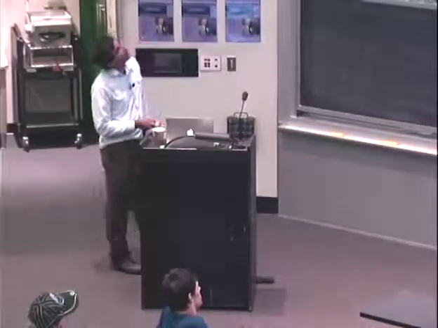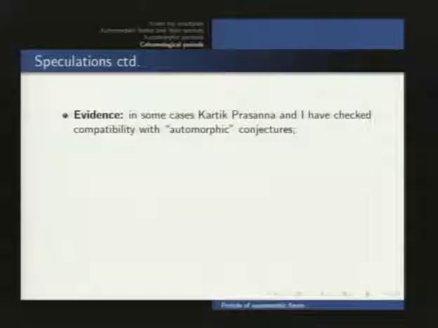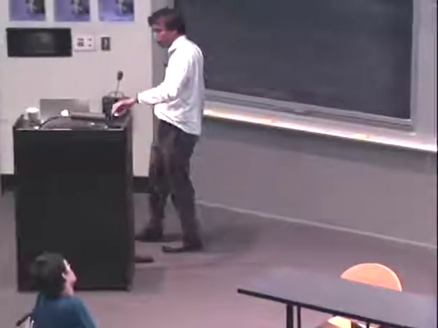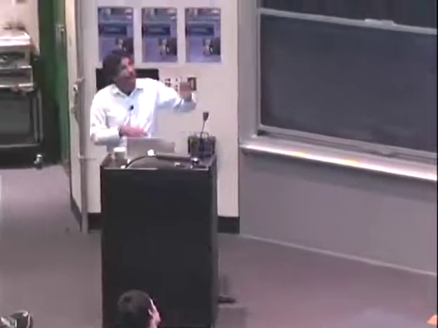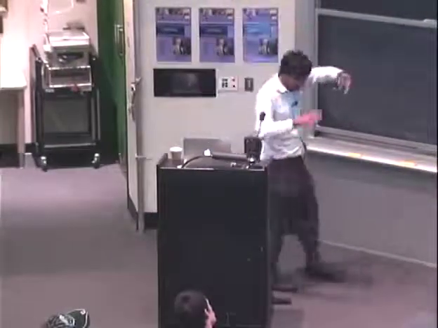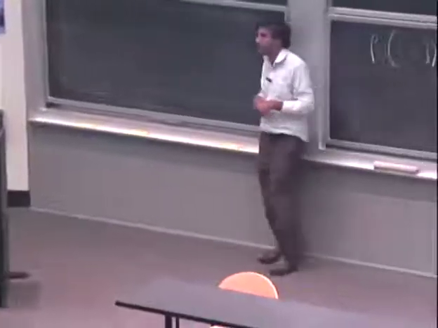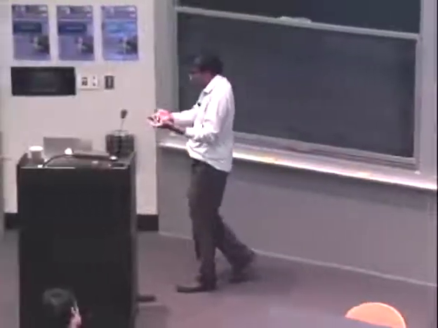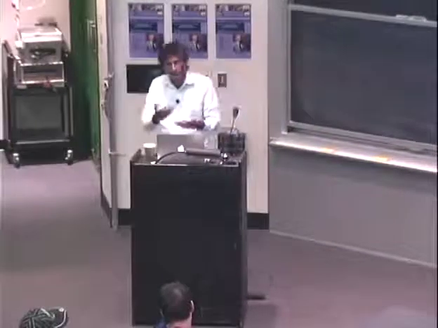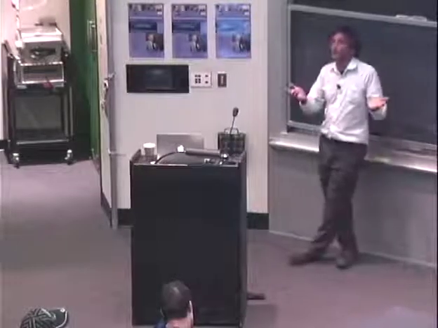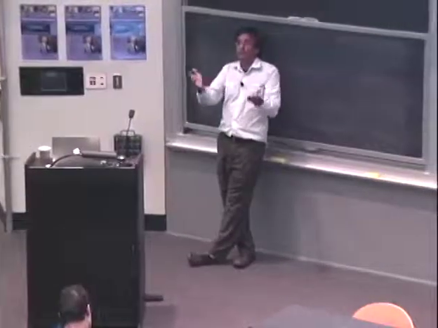Okay, so what's the evidence? In a few cases, Karthik, Prasad, and I have checked that this is compatible with the automorphic conjecture. Let me say what that means. I said sometimes cohomological periods and automorphic periods coincide. Now, this conjecture is somehow completely of a different nature to what you see in automorphic conjectures. We haven't checked so many cases, but the ones we looked at, the conjectures match up. And by that I mean their equivalence reduces to Beilinson's conjecture.